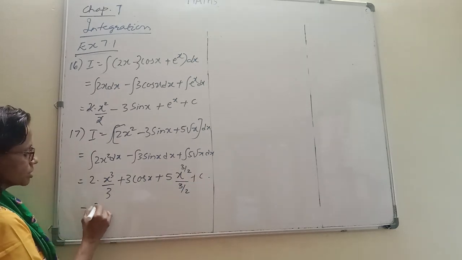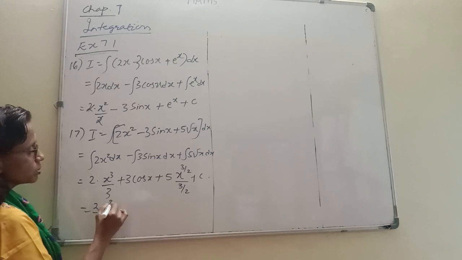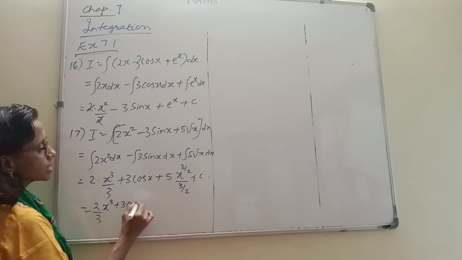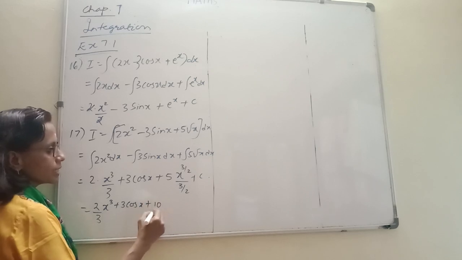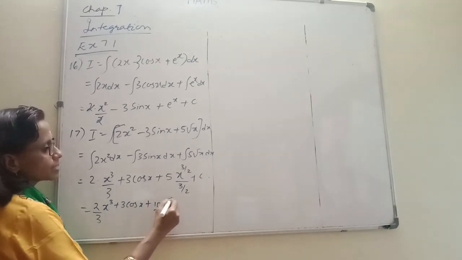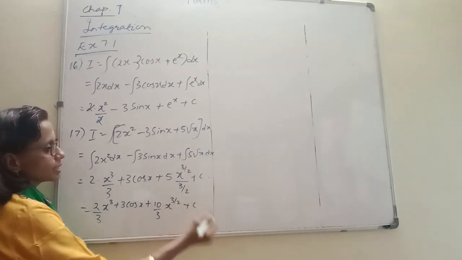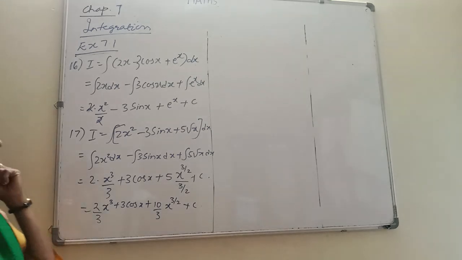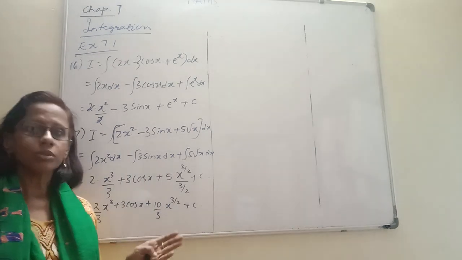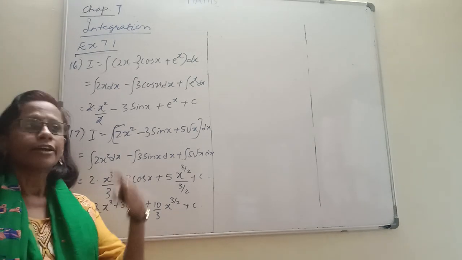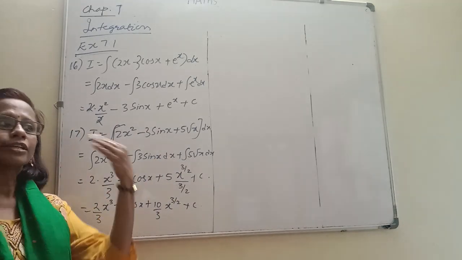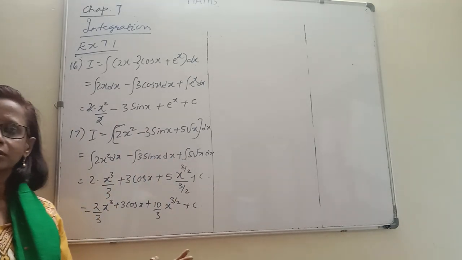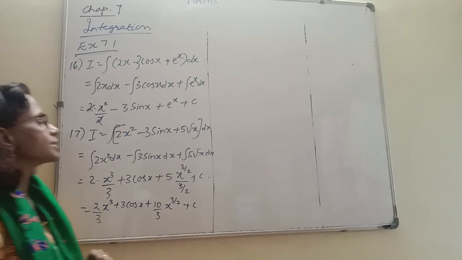Let's just rearrange this. 2 over 3 x cube plus 3 cos x. The 3 over 2 becomes 2 over 3 as we saw in the previous problems. 10 over 3 x raised to 3 over 2 plus c. Writing the integral is very easy actually. If it's 1 over 2, it becomes 3 over 2 in the integral. If it's 3 over 2, it becomes 5 over 2. If it's 5 over 2, it becomes 7 over 2. And in the numerator, just write the reciprocal. So simple. So that's about the 17th problem.